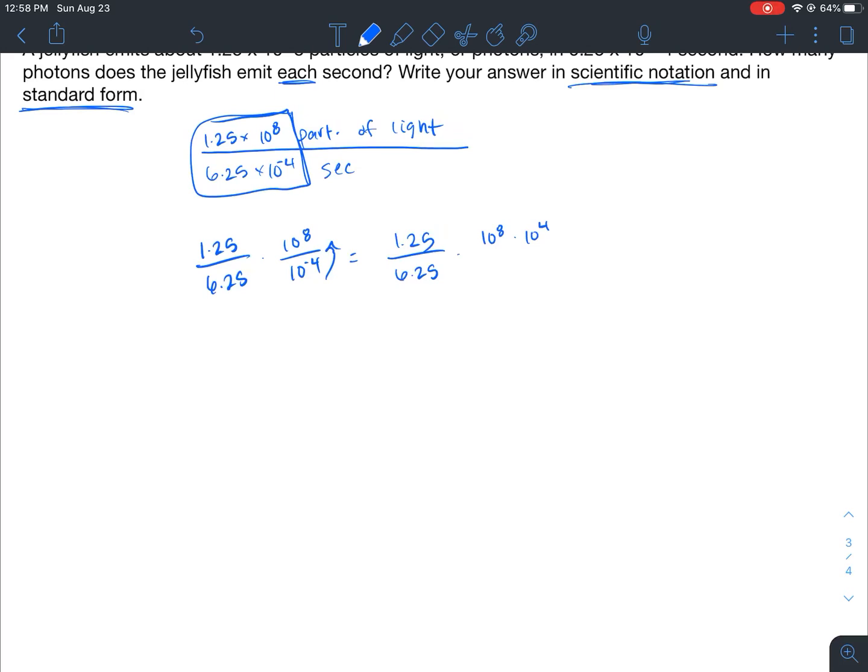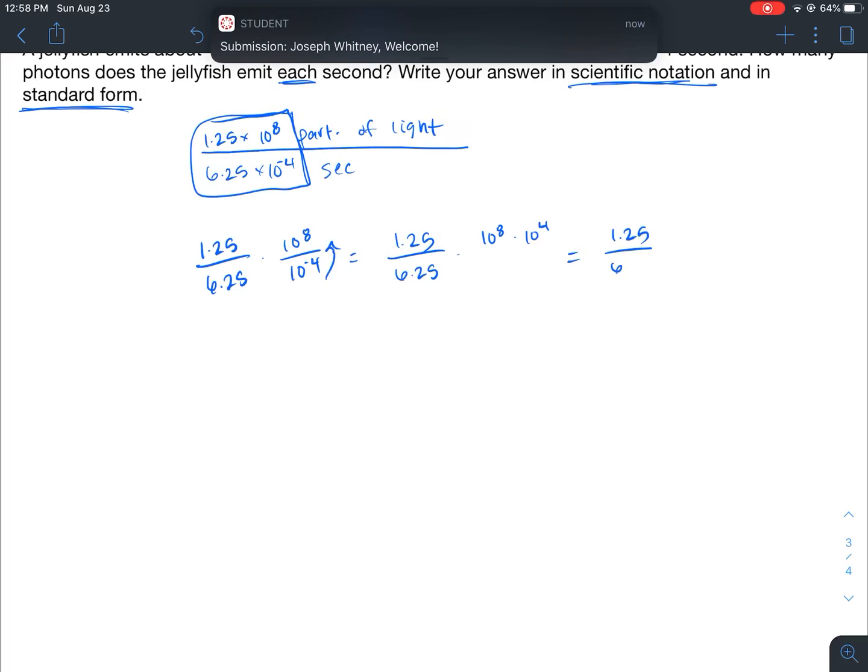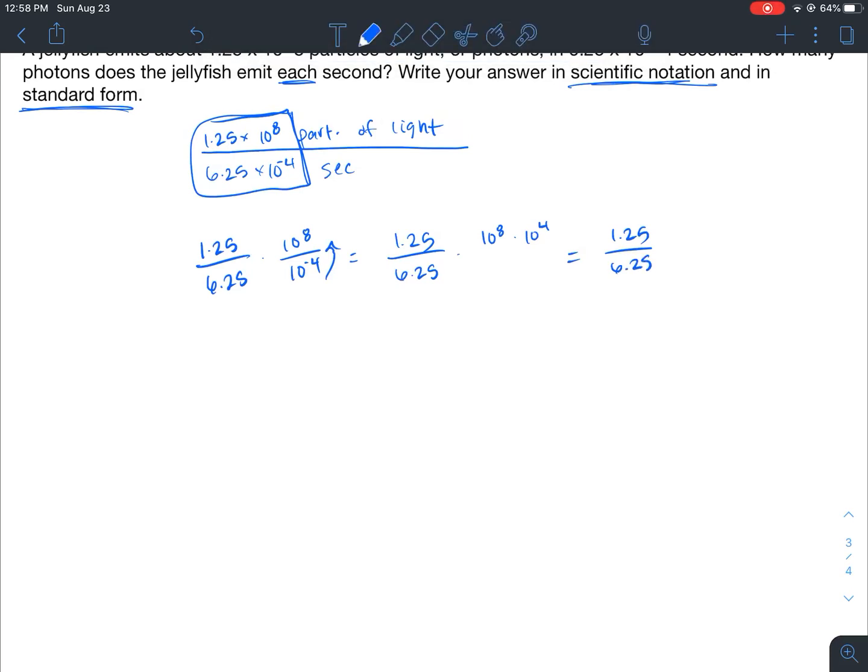Okay, we can simplify that even further. 1.25 divided by 6.25 times 10 to the 8, and then if we use the product of powers right there, we can add the exponents. So that's 10 to the 12, right? And then if we do this right here, that's going to be 0.2 times 10 to the 12.